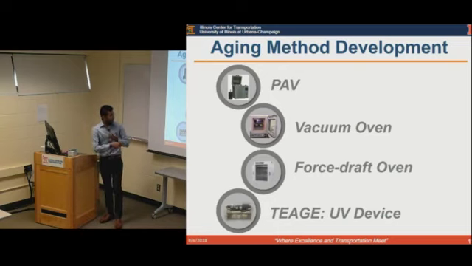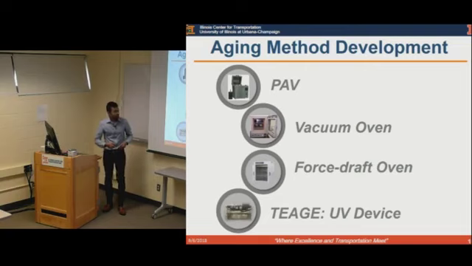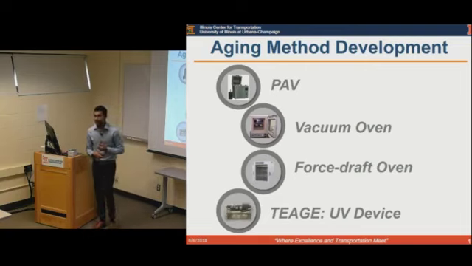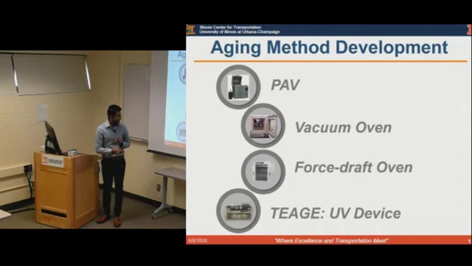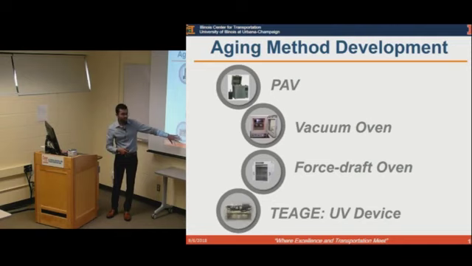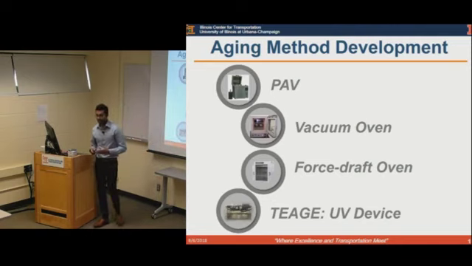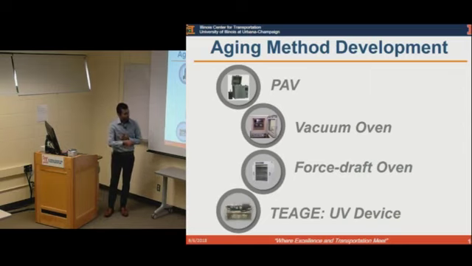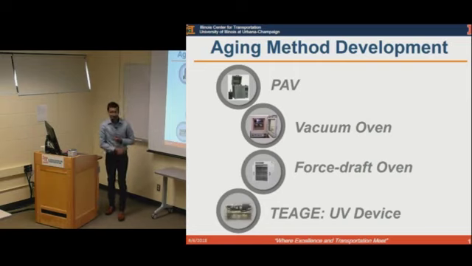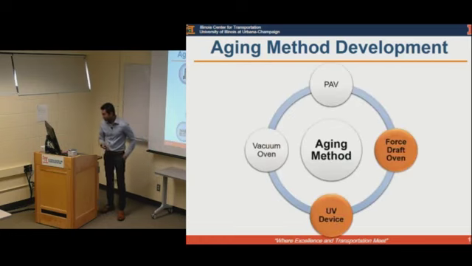And then another device, which is the UV device, was recently developed by one of our peers from Portugal, a visiting scholar. He developed this device for UV aging, which is capable of providing UV exposure at different rates and can also accommodate the effect of moisture. So this is something which is under research, and this was provided by one of our students here.